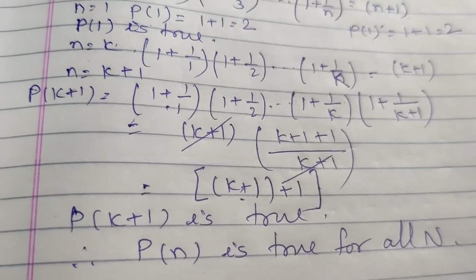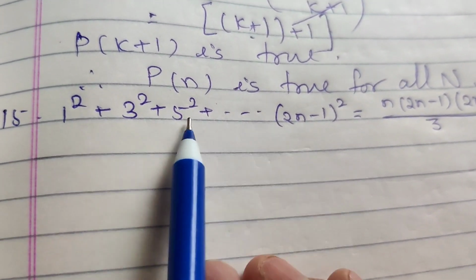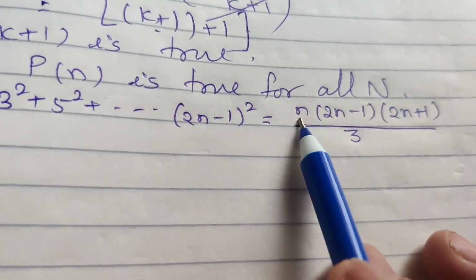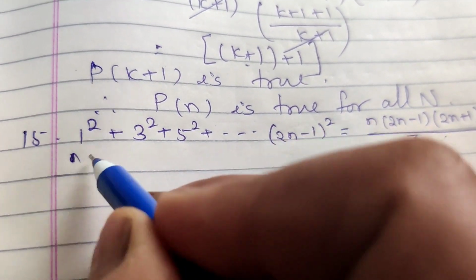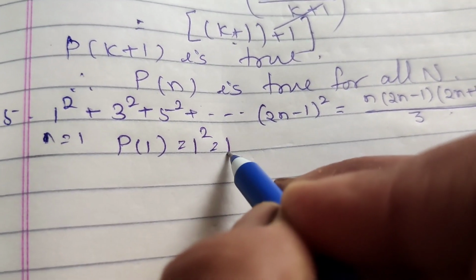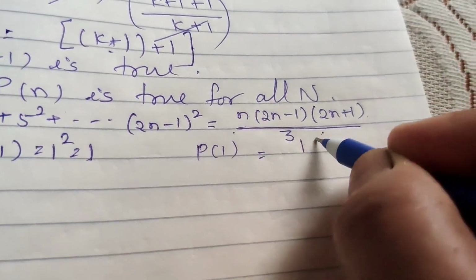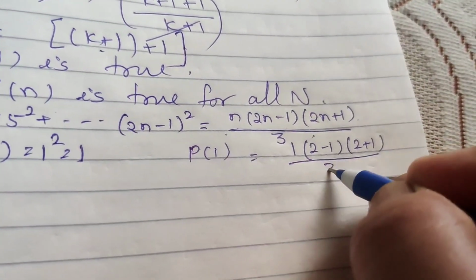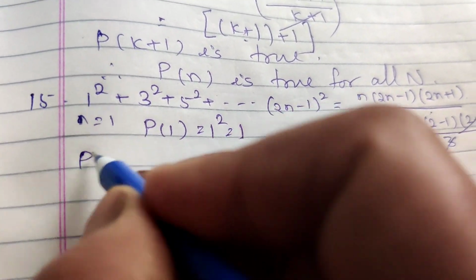Okay. Next question number 15. Question number 15 is 1 square plus 3 square plus 5 square up to (2n minus 1) whole square. The sum of the series is n(2n minus 1)(2n plus 1) by 3. Okay. For n equal to 1, LHS P1 equals 1 square, which is equal to 1. And here RHS is 1 times (2 minus 1) and (2 plus 1) by 3. The 3 cancels, it is equal to 1. That is, P1 is true.